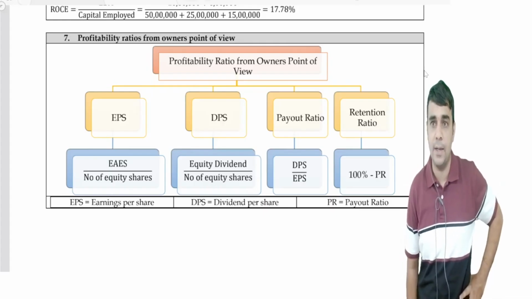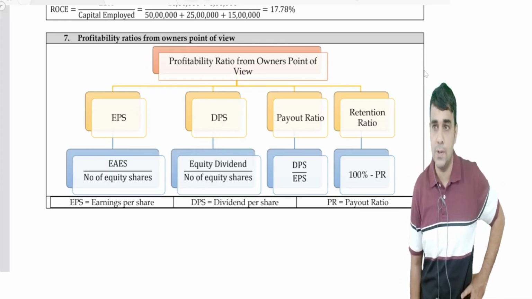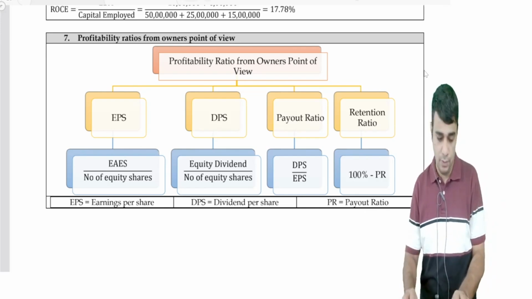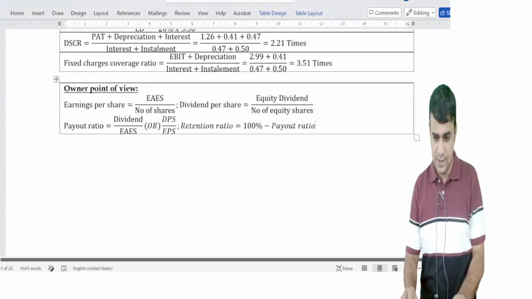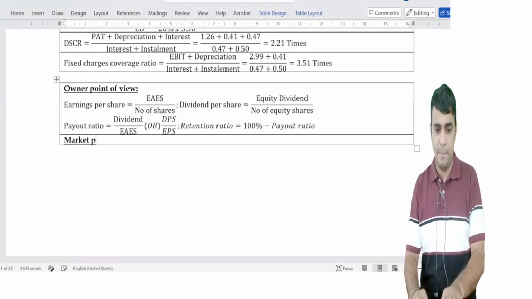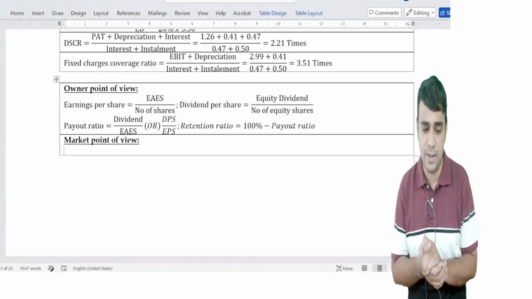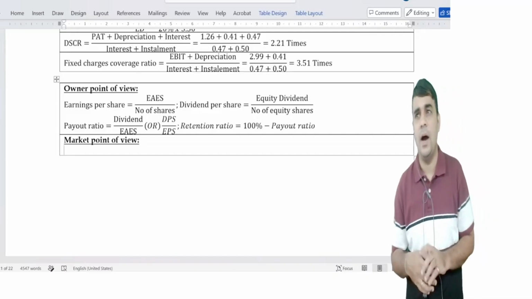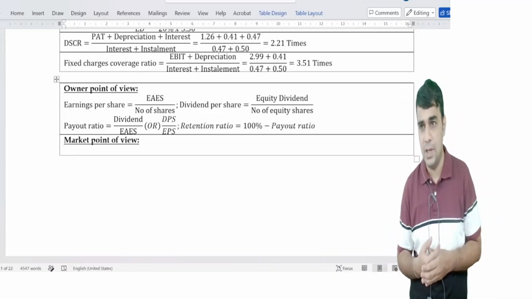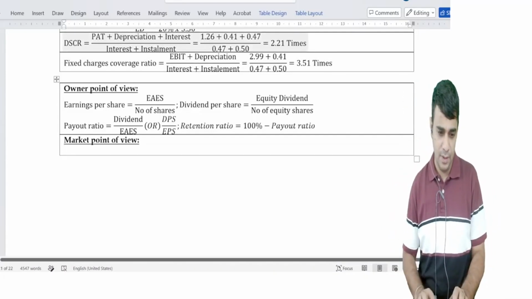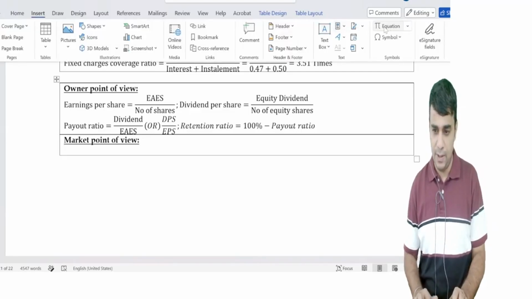Any doubts on the four categories of ratio? Any doubts on this? Clear? Can we proceed? Okay. Next is market point of view. I don't see any big difference between this owner point of view and the market. Market is the share market point of view. More or less, we'll be using these only.